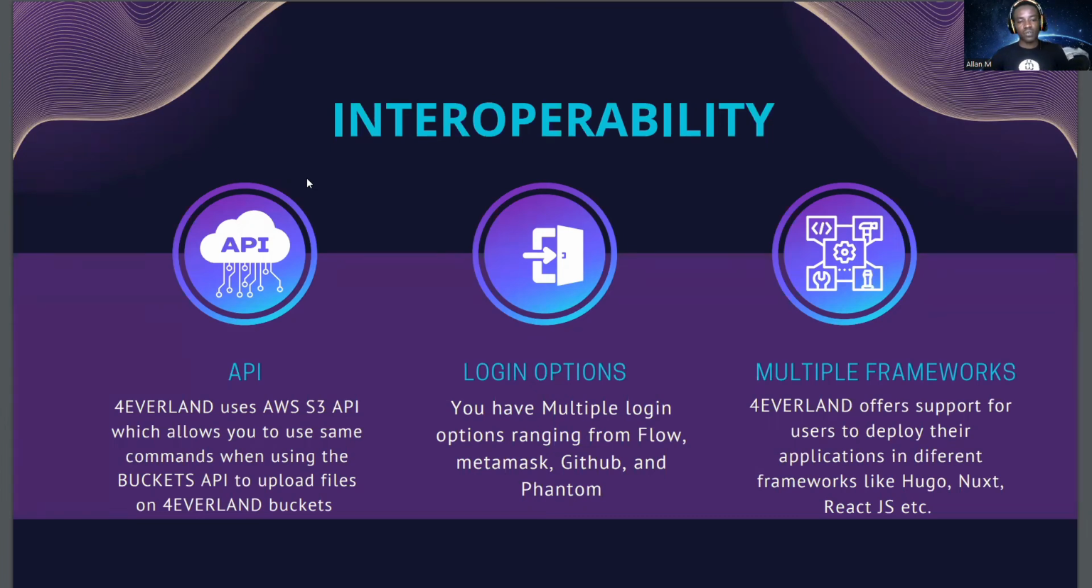For the API, 4EVERLAND uses the AWS S3 API. I wrote about the process to use the API. I'll share the link in the description. This API allows you to upload any type of files to 4EVERLAND buckets, and the API has similar commands to those of the normal AWS S3 API. The only difference is that your information is stored on decentralized media like IPFS and AR.